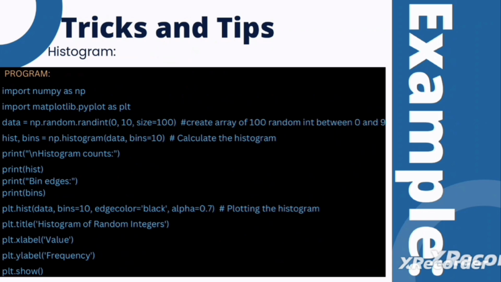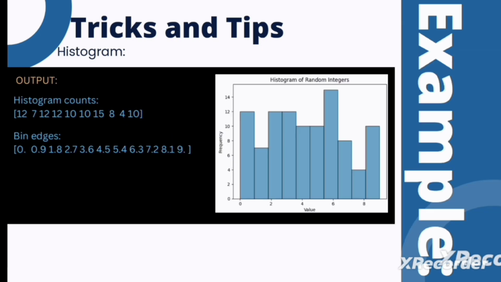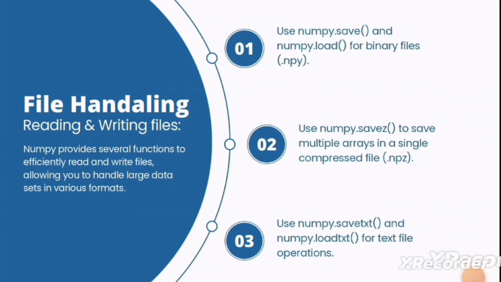Next it will print the result. Now plt.hist plots the histogram using data with 10 bins. Edge color equal to black adds a black outline, and alpha equal to 0.7 makes the bars slightly transparent. Title, xlabel and ylabel add the title to the plot, and label the X axis values and Y axis frequencies. Finally, the plt.show function displays the histogram. This is the output of the histogram.